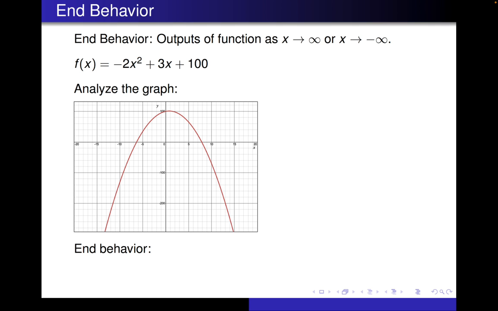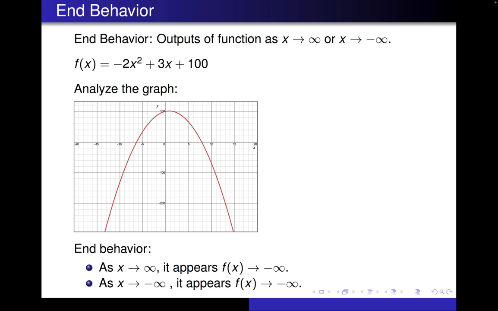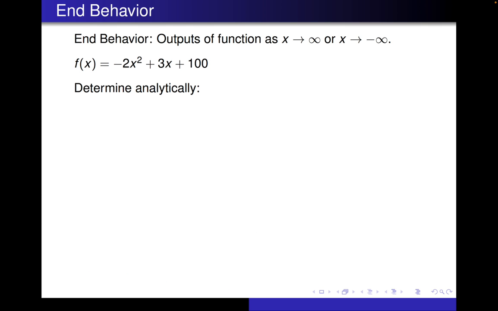And if we're looking at what the end behavior is, or what we think it is based upon the graph, it looks like as x goes to infinity, as we head to the right of the graph, then we start going way down. That appears that f of x goes to negative infinity. And as x goes to negative infinity, f of x still looks like it's going to negative infinity. And the question is, how do we determine that analytically?